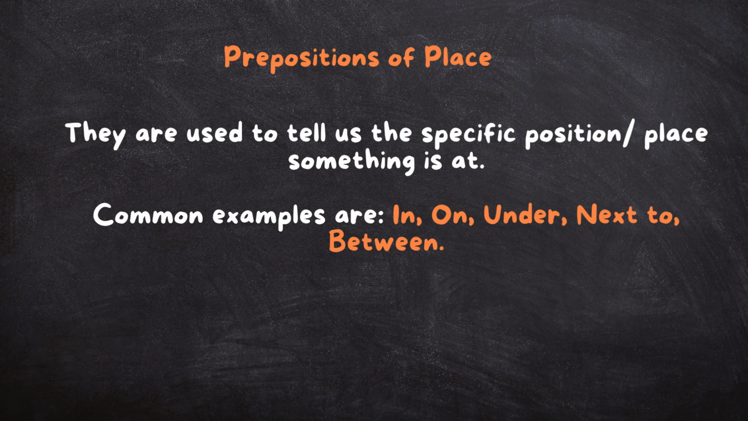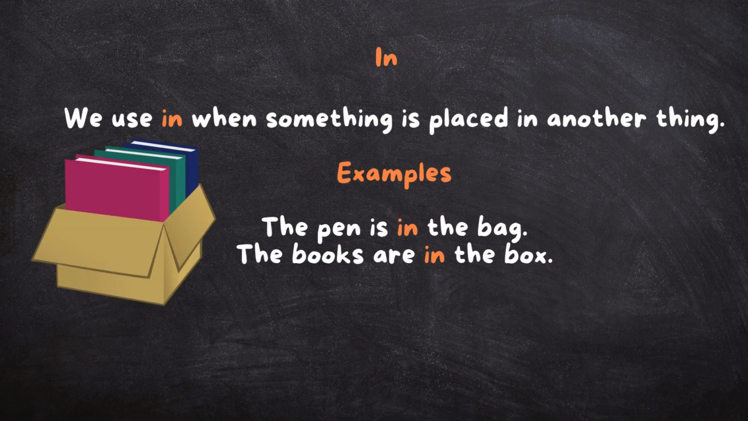Let's begin. What are prepositions of place? These prepositions are used to tell us the specific position or place that something is at. Some of the common examples we'll be focusing on include in, on, under, next to, between, and many more. Now let's take some of these examples one by one and see how they fare as prepositions of place.